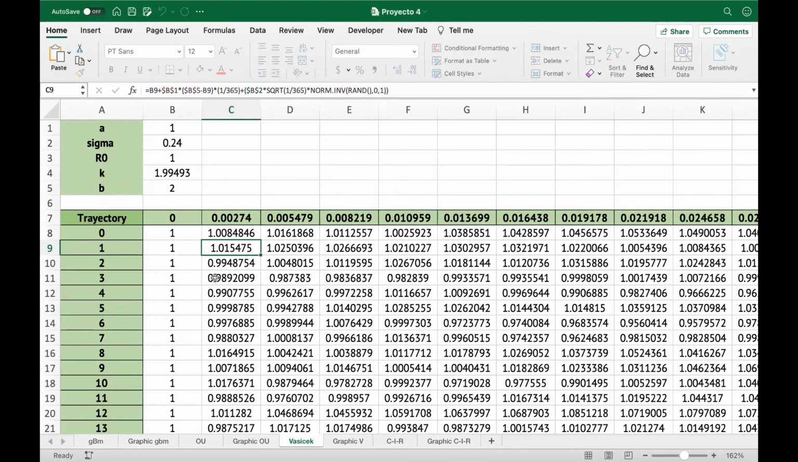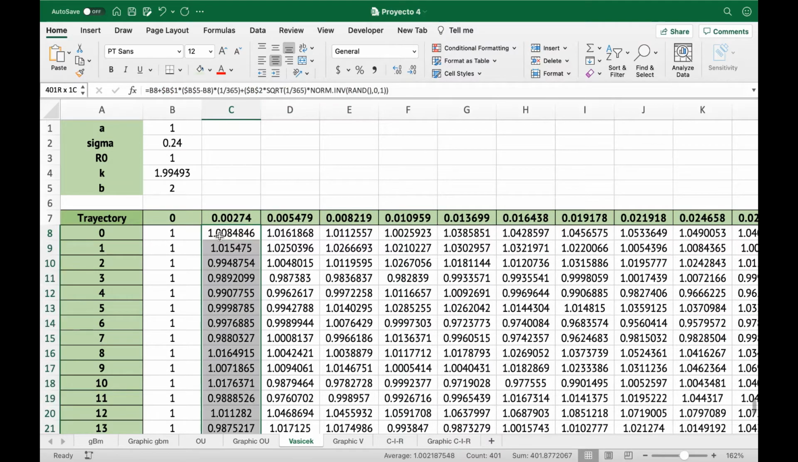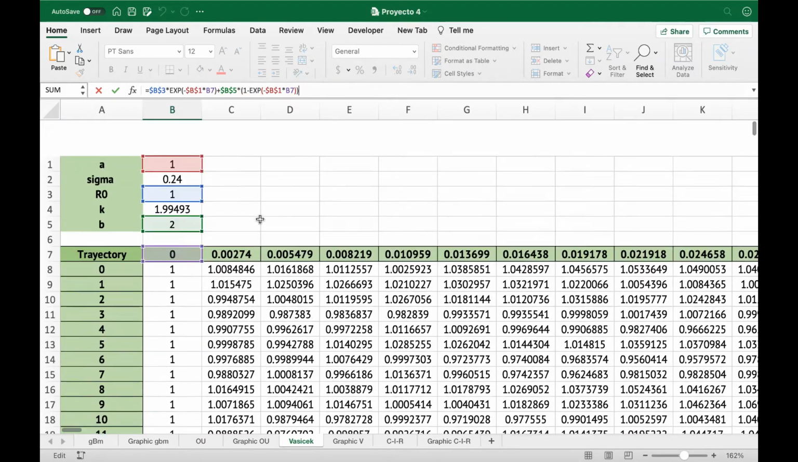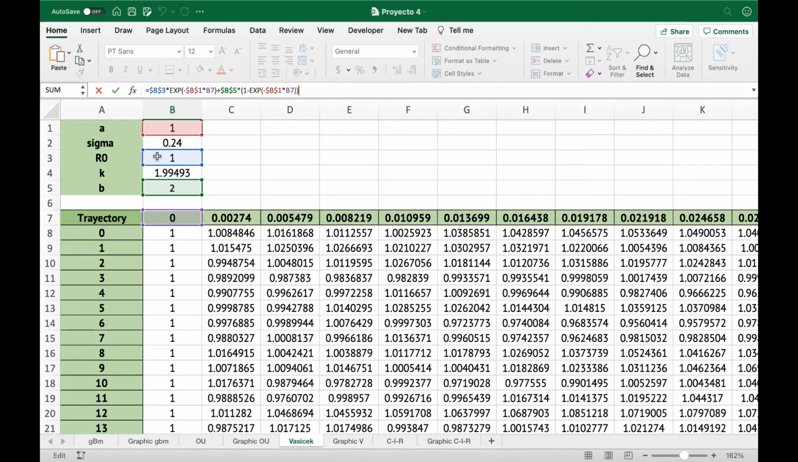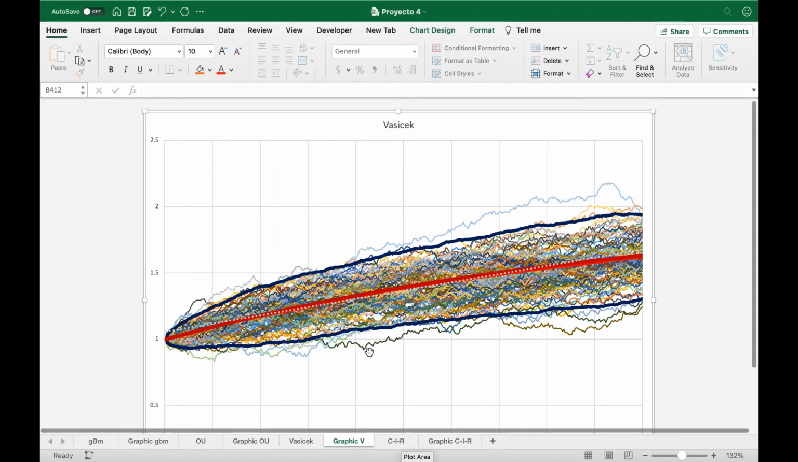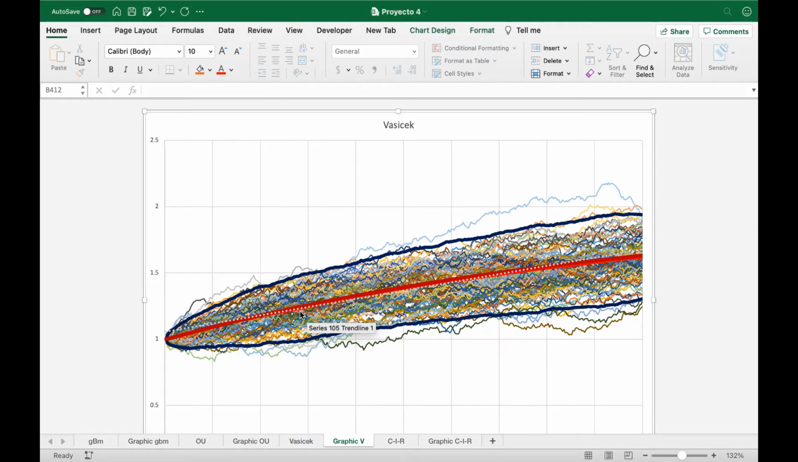And here we have this formula for the expected value, that is, if we see the parameters, the value of R0 times the exponential function of minus A times time, plus B times 1 minus the exponential function of minus A times the time. And graphically, we can see that it has this behavior. Here also we can see that there are two red lines. The clear one is the expected value line, and the other one is the average of each trajectory. And here we have the trend line, and we can see that the three of them have the same behavior.